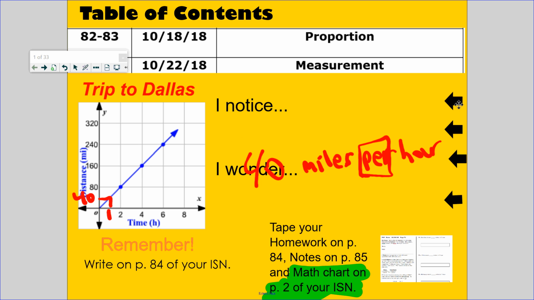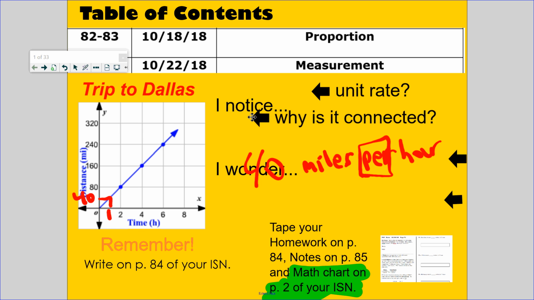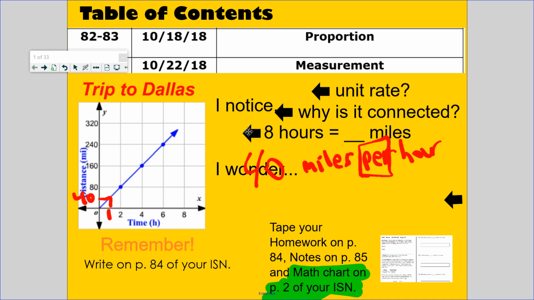So what questions can I ask you about this? Unit rate. Oh, the unit rate is 40 miles per hour. Why is this connected? Well, when you drive, you don't stop. It's a continuous drive.